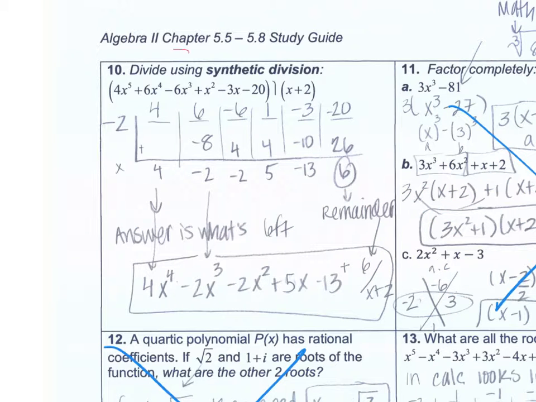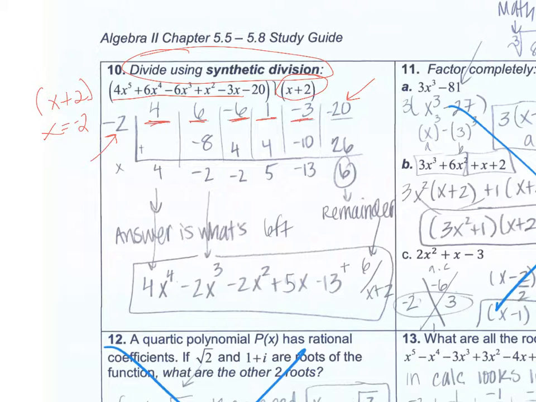Okay, for a problem that says divide using synthetic division. So they say take this long expression, so we put all the numbers here, and divide by x plus 2. Now, since it says x plus 2, the number that we put on the outside is a negative 2, right? And we do our synthetic division. All the coefficients go on top, right, and the constant.